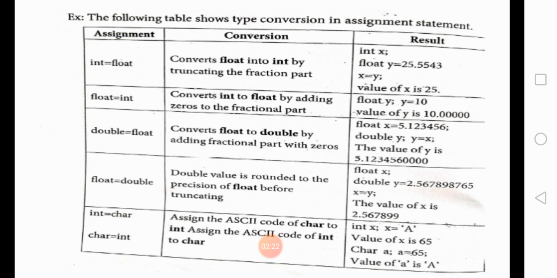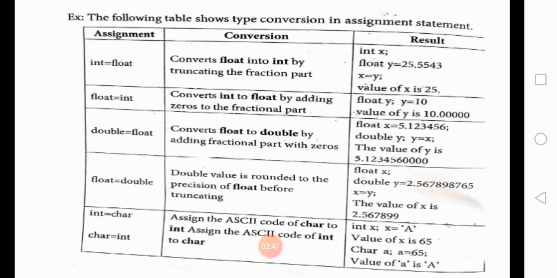Double equals float converts float to double by adding zeros to the fractional part. Example: float x equals 5.123456. Double y equals x. The value of y is 5.123456, then remaining zeros. Float equals double: the value is rounded to the precision of float before truncating.